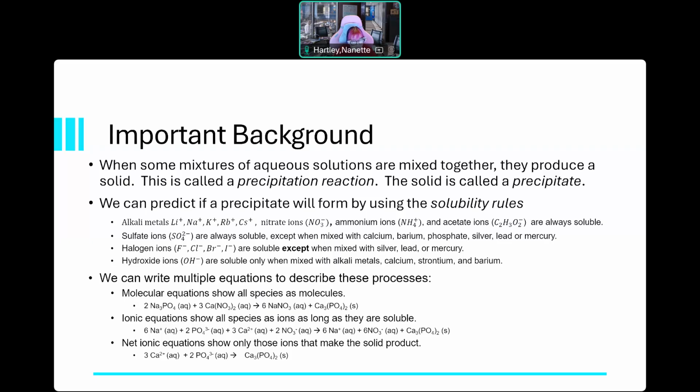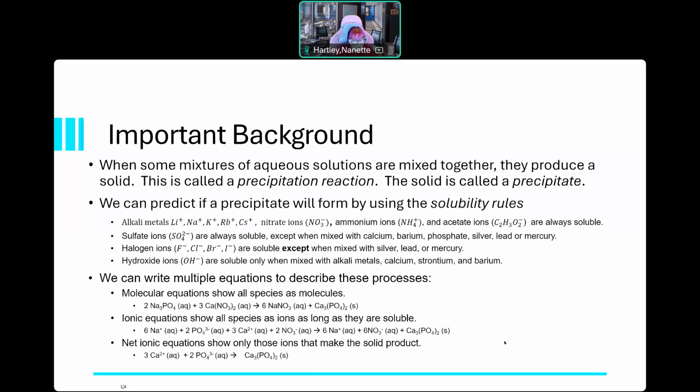Our sulfate ions, SO4 2-, are always soluble, except when they're mixed with calcium, barium, strontium, silver, lead, or mercury. Halogen ions, those ones that are right next to those noble gases that are always -1, so group 17, F-, Cl-, Br-, I-, are soluble except when they're mixed with silver, lead, or mercury. And our hydroxide ions, OH-, are soluble only if they're mixed with alkali metals, calcium, strontium, and barium. So those are the exceptions to that rule. Mostly they're insoluble.